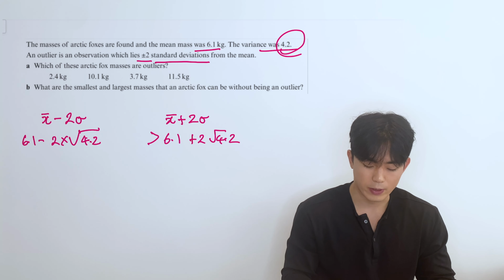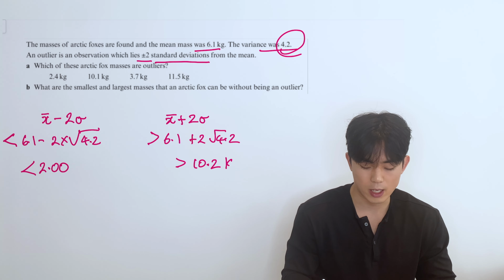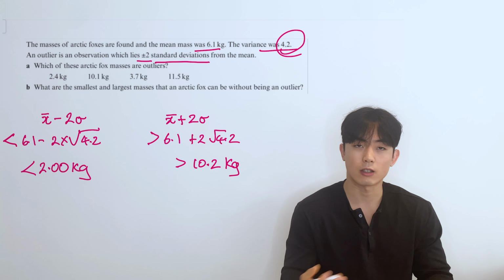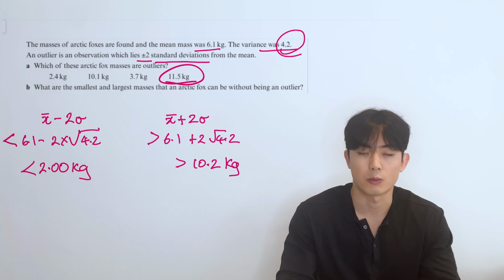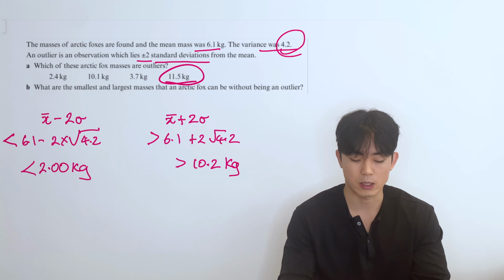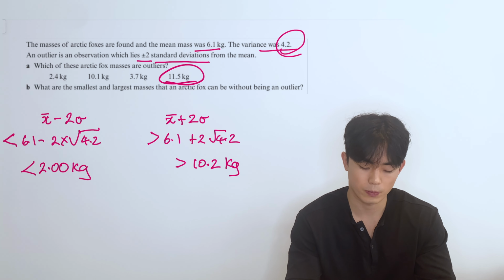So if it's bigger than this value here or less than this value here, it's going to be an outlier. So this is going to be less than 2.0, and bigger than 10.2. Any of these values would represent an outlier. As you can see, the only outlier here will be this 11.5 kilogram one. So you can say that the mass of this fox is outside the trend, so it could be an error in the measurements.